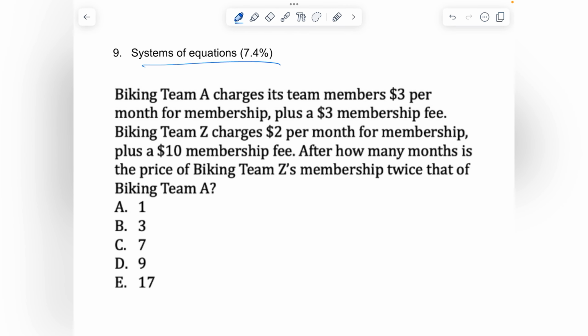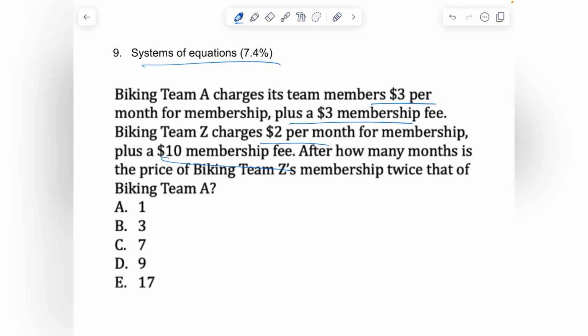Systems of equations. Okay, Biking Team A charges its team members $3 per month for membership plus $3 membership fee. Biking Team Z charges $2 per month for membership plus a $10 membership fee. After how many months is the price of Biking Team Z's membership twice of that of Biking Team A?